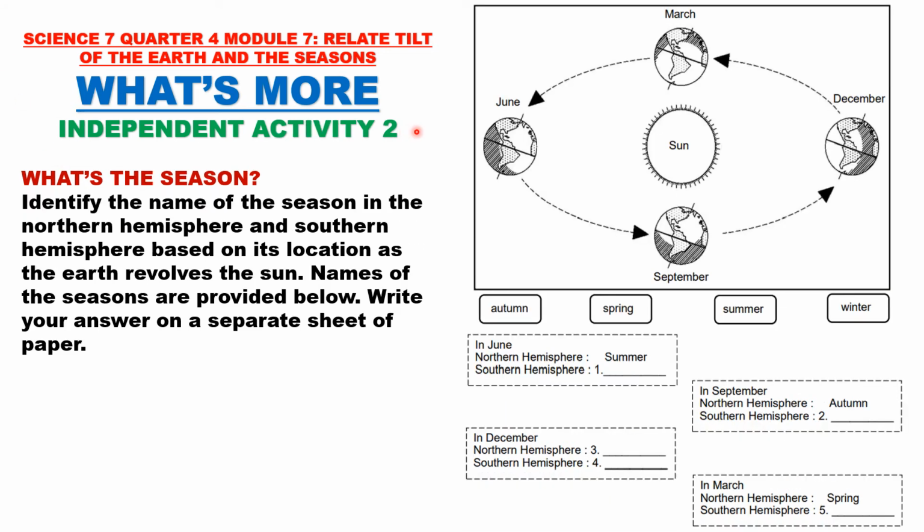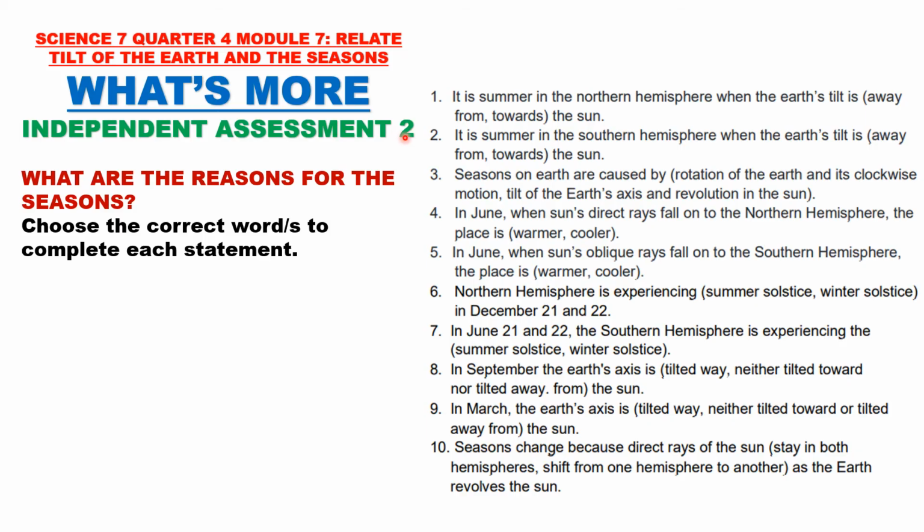Independent Activity 2. What's the season? Identify the name of the season in the northern and southern hemisphere based on its location as the Earth revolves around the sun. Names of the seasons are provided below. Write your answer on your answer sheet. Independent Assessment 2. What are the reasons for the seasons? Choose the correct word or words to complete each statement.